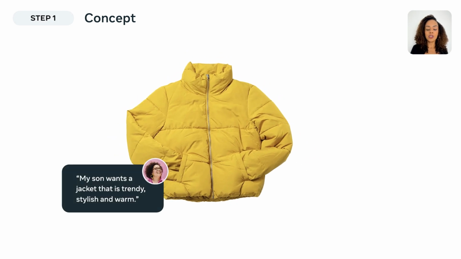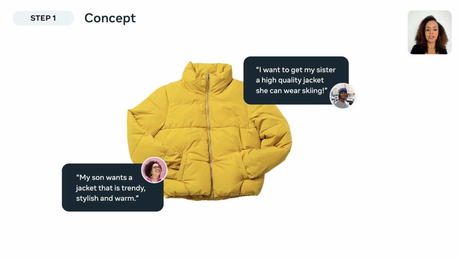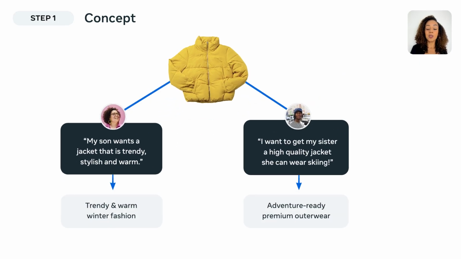A mom might choose to buy a jacket for her son because it's stylish, on trend, and warm. Someone else might buy a jacket for his sister who skis because it's high quality and built for performance. Using different concepts helps you create ads that appeal to both groups.